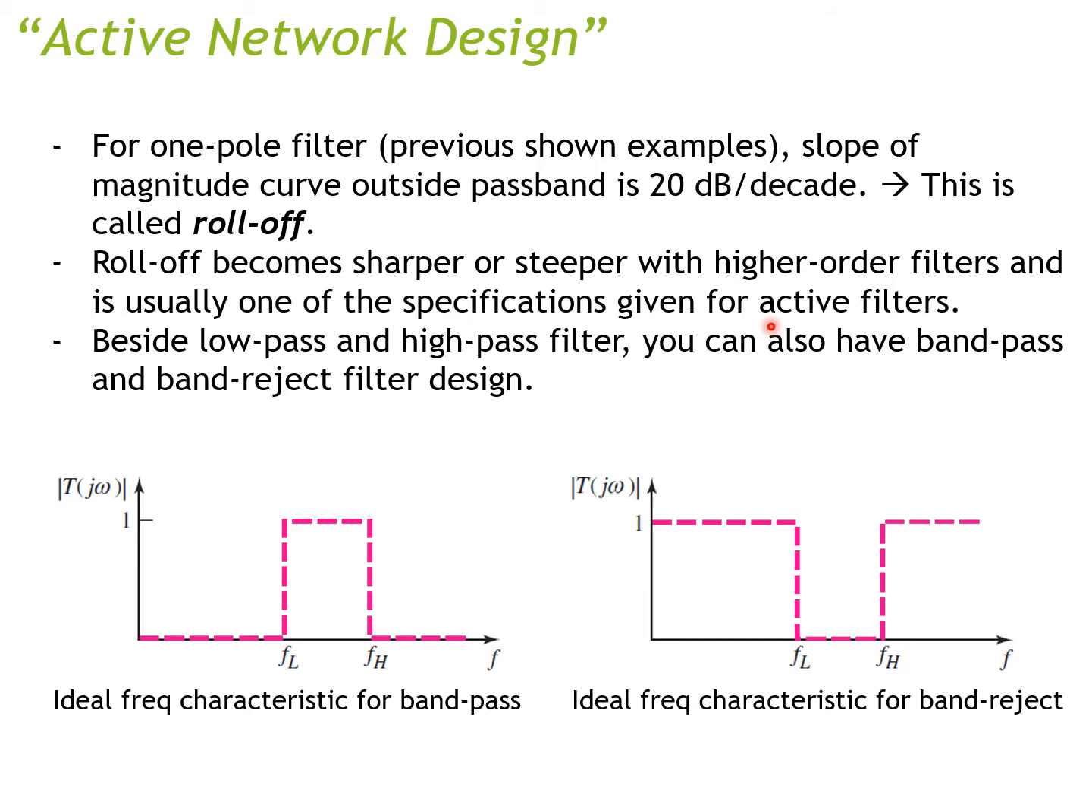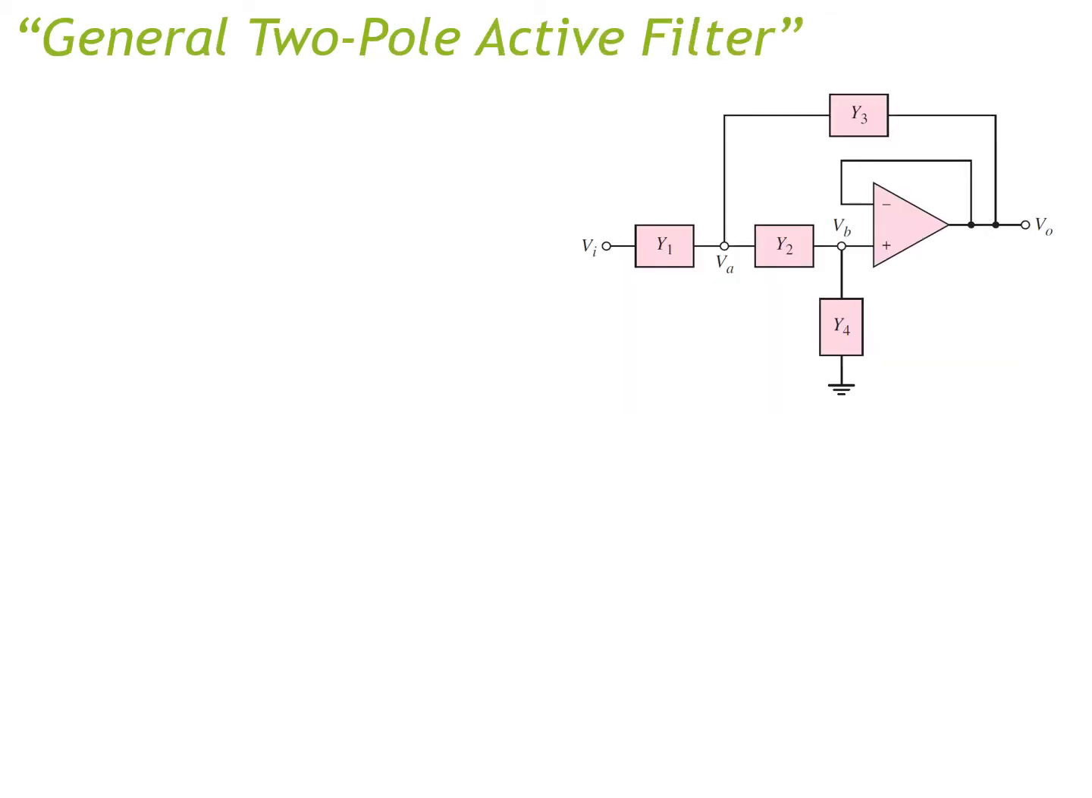Finally, besides low pass and high pass, you can actually have different types of filter design. This one right here is an ideal characteristic for a band pass filter, and this is called a band reject. Of course, you know that the slope, if you have only one pole, is 20 dB per decade. You can add more poles to the system to make the slope steeper and steeper. So, the general two-pole active filter.